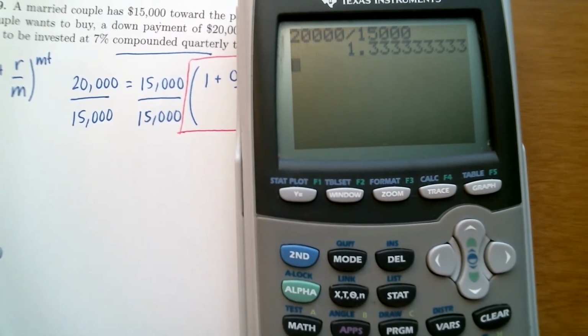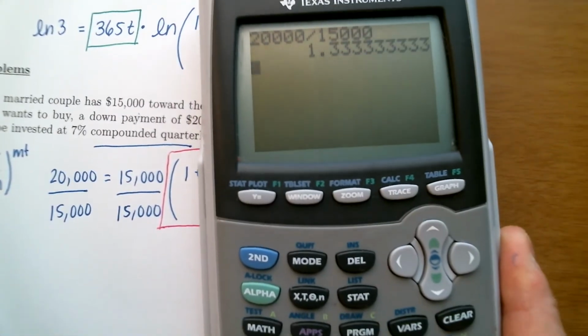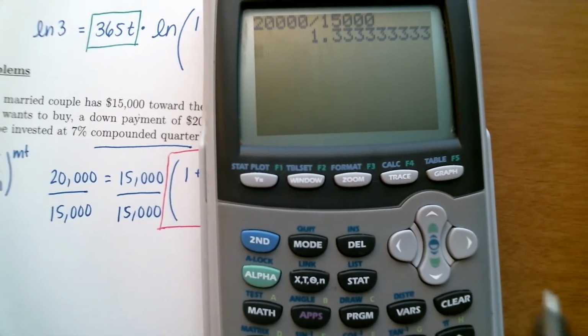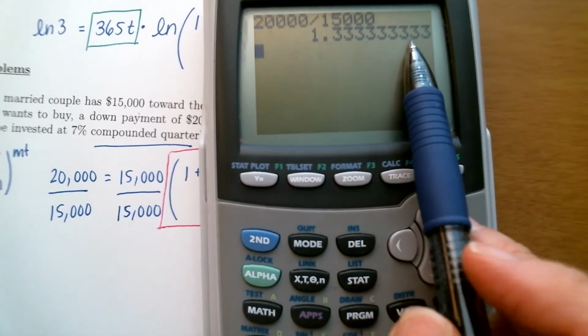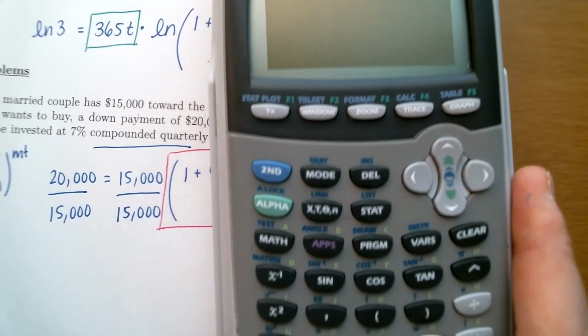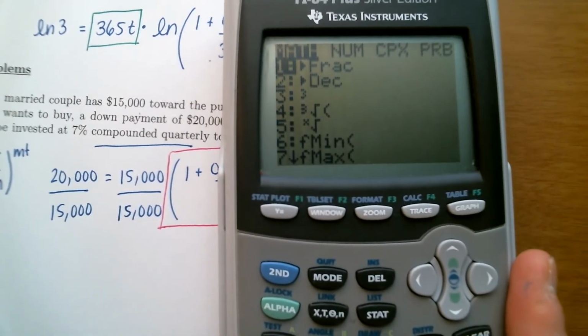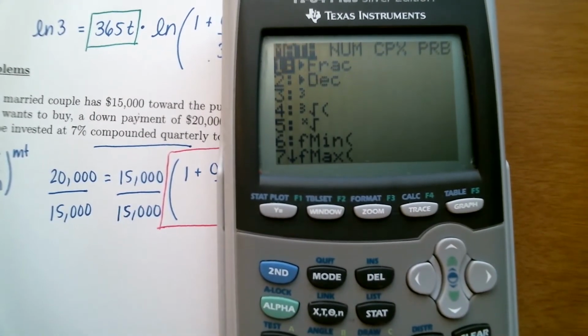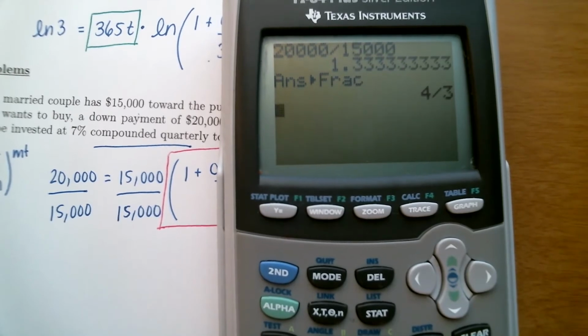You're going to have to carry all the digits. So here is another neat little trick you can do. Because this decimal repeats, anytime you have a repeating decimal, you can actually turn it into a fraction that's reduced. So if you go to your math button, option 1 is going to be to convert this decimal to a fraction. So hit option 1 and hit enter, and it's going to take the previous answer and convert it to a reduced fraction.